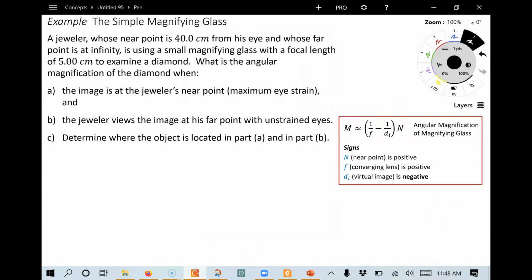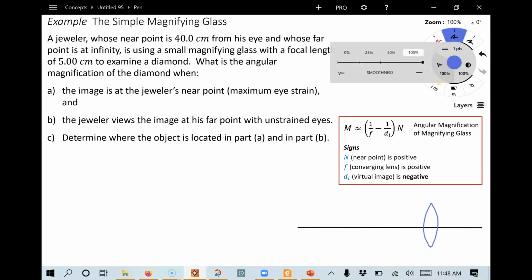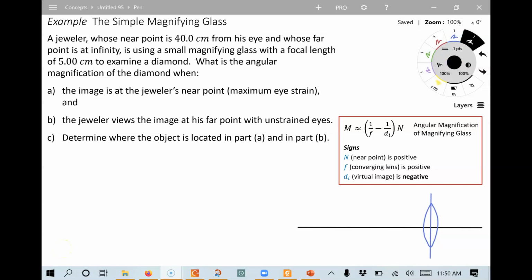This is a problem that is very similar to just any type of lens problem. It's got a single converging lens, right? So let's go ahead and draw a picture of this. Here's your principal axis. And let's go ahead and draw our converging lens here. Here's your magnifying glass. Let's draw the center of that lens. We'll use that to measure distances. And now we can go ahead and label some of the points here.